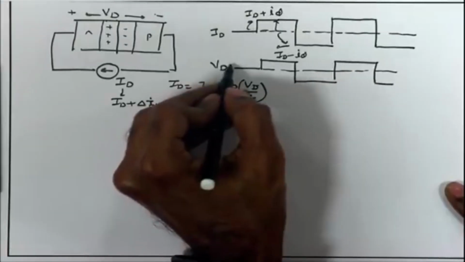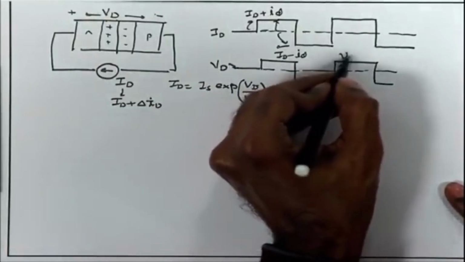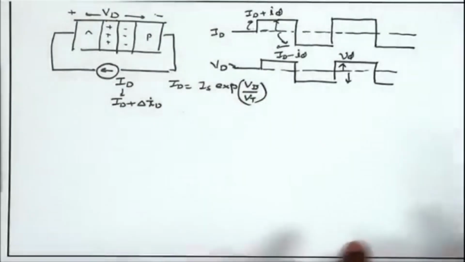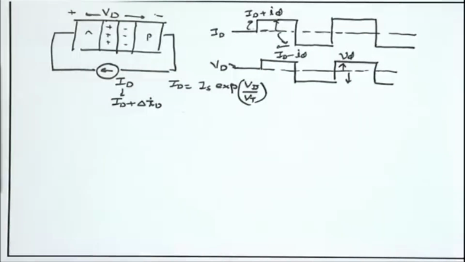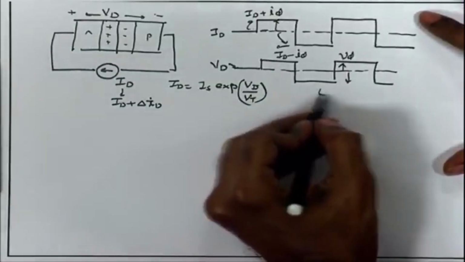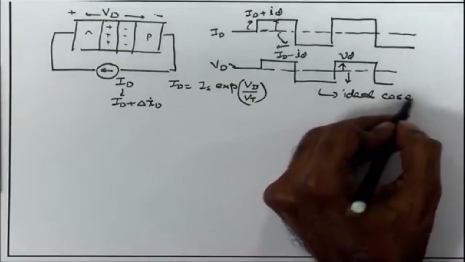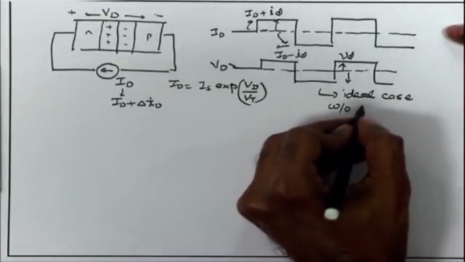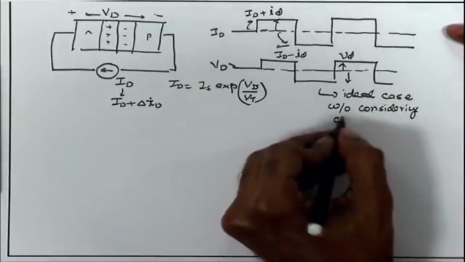So, this was the DC Vd across the diode. On top of that, we are imposing some small Vd, increase and decrease in the opposite direction, commensurate with the increase and decrease in the current. That is the ideal case without considering charge storage.